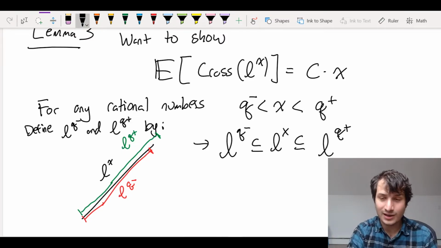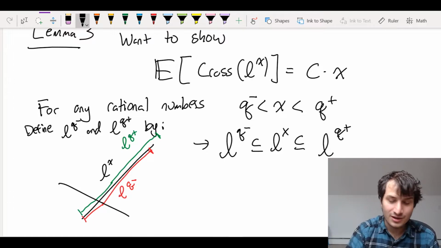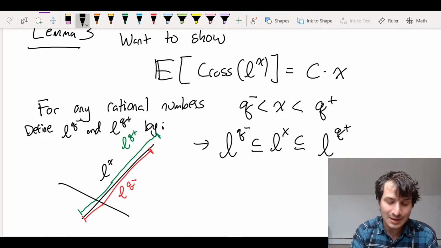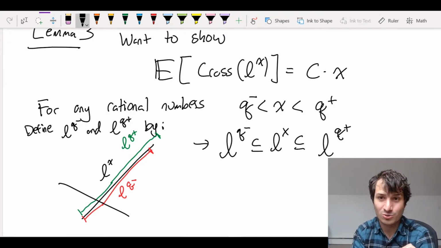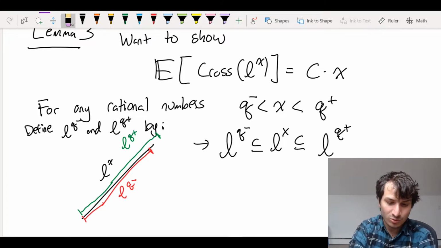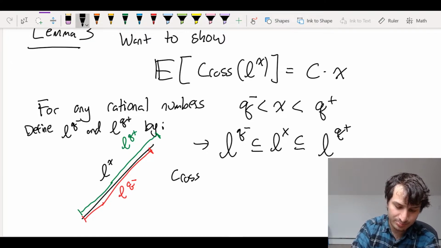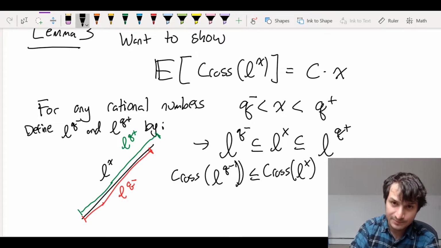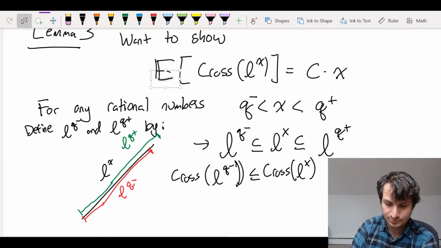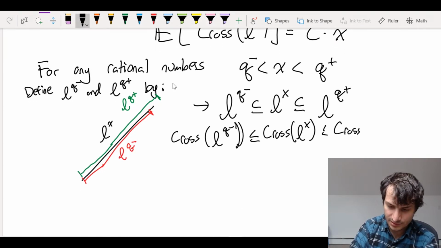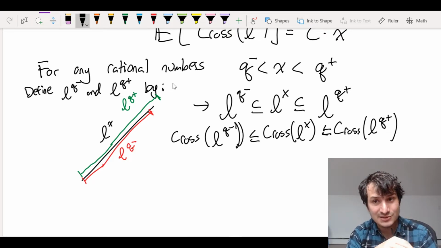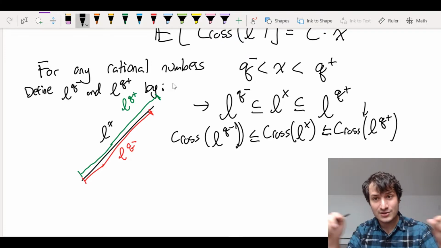Imagine crossings here. If there was some crossing in the Buffon Noodle problem, it's not possible for it to cross LQ minus without also crossing LX. And so because of that, the crossings are ordered. So the crossings of LQ minus are less than or equal to the crossings of LX, which is less than or equal to the crossings of LQ plus. Okay, so this was the trick. By defining them to be subsets of each other, I definitely can ensure that the crossings are also in order.